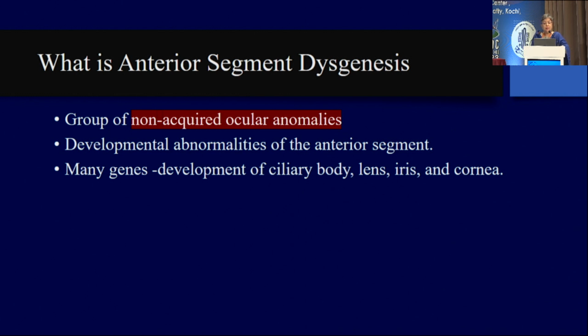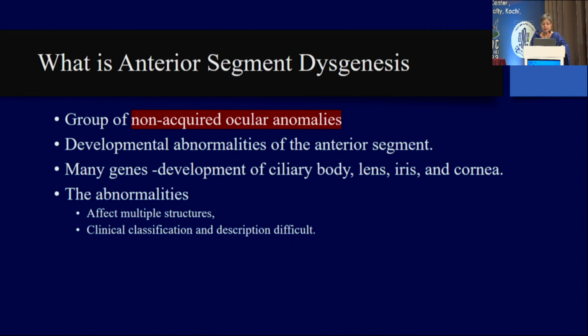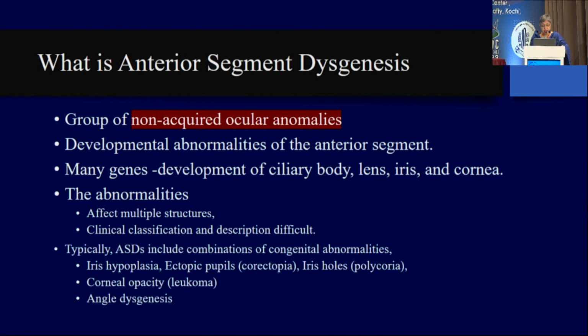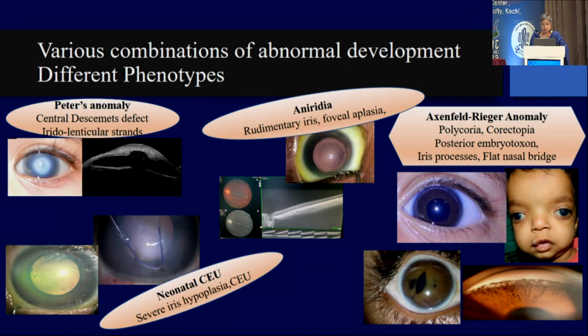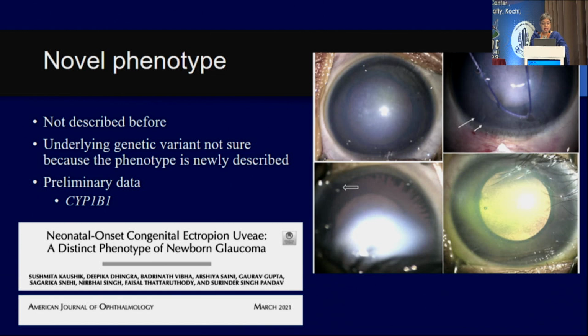So, anterior segment dysgenesis is a group of non-acquired ocular anomalies with developmental abnormalities of the anterior segment, where many genes are involved in the development of the ciliary body, lens, iris, cornea, everything, and the abnormalities affect multiple structures. And typically, they include combinations of iris hypoplasia, corneal opacity, and angle dysgenesis in a whole package. So these are the various combinations. I won't go into the details.